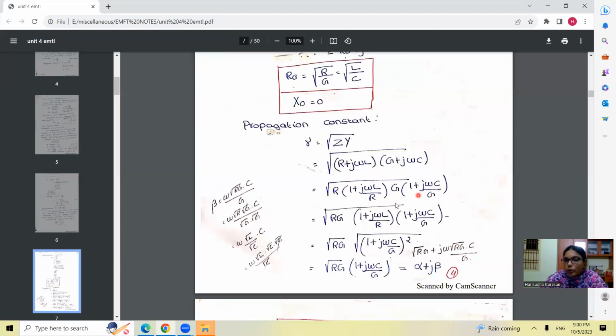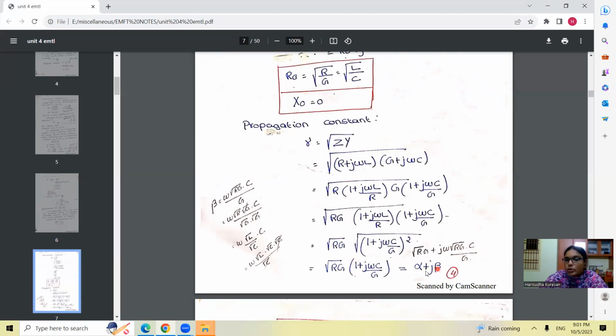And therefore, taking the common notations over here, RG outside I have taken, and therefore it is 1 plus J omega L divided by R and 1 plus J omega C divided by G. So here already a square root is there. So taking this RG outside and solving these equations, you'll get square root of 1 plus J omega C by G the whole square. That is substituting this L by R in terms of C by G, and therefore you'll get the square term over here. Therefore, square root of RG into 1 plus J omega C by G, because this square root and this square will get cancelled. So this is nothing but the propagation constant.